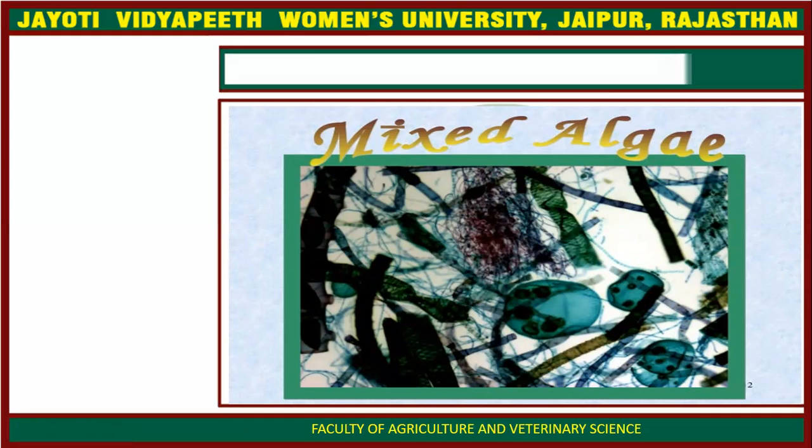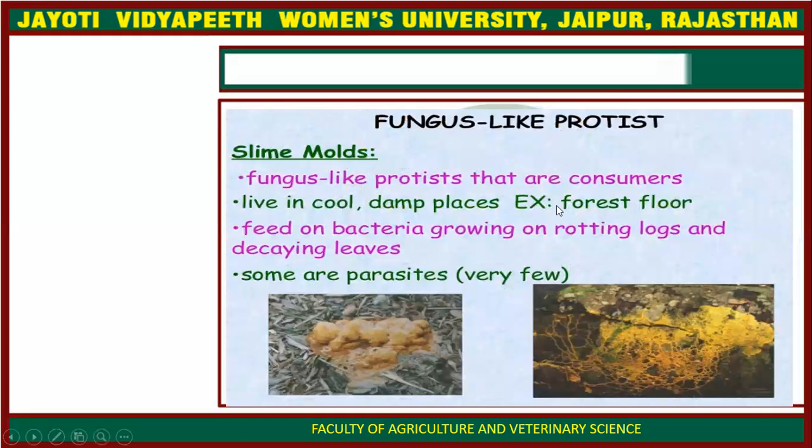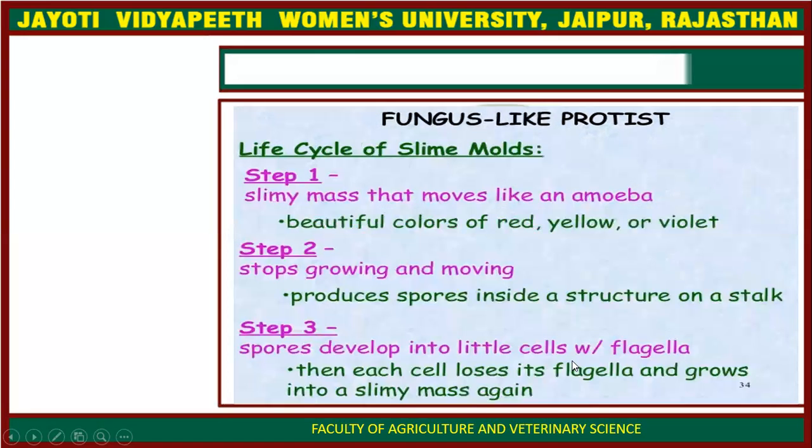Now, let's discuss the fungus-like protists. The first one is slime molds, fungus-like protists that are consumers, meaning they utilize food materials. They do not produce food by themselves. They live in cool, damp places like the forest floor, and they feed on bacteria growing on rotting logs or decaying leaves. So this is the diagram of these fungus-like protists. They are also known as slime molds. Some of them may be parasites.